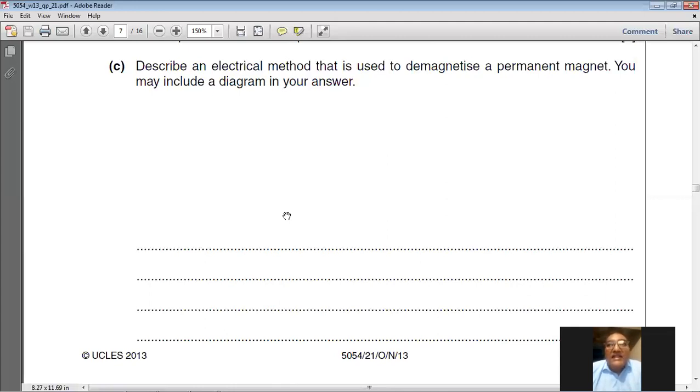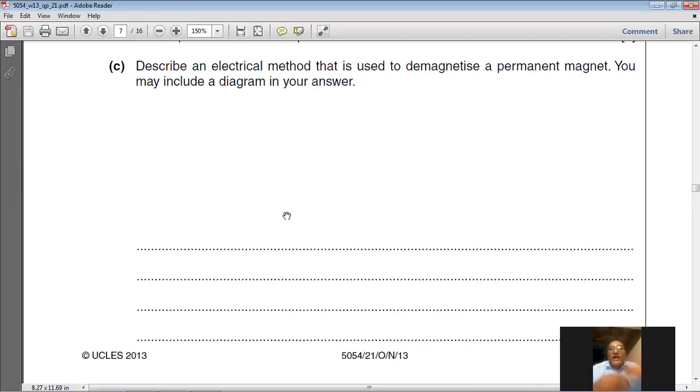And at the end, when you slowly reduce the current and then switch off the current, then take out the magnet and test whether it's a magnet or not, you will observe that it has lost its magnetism. It has been demagnetized. So the points are that you will take a solenoid.